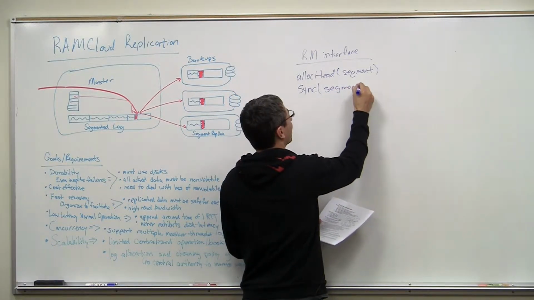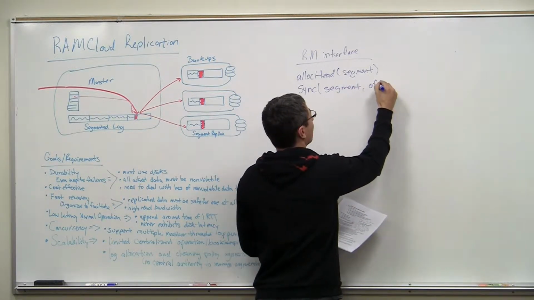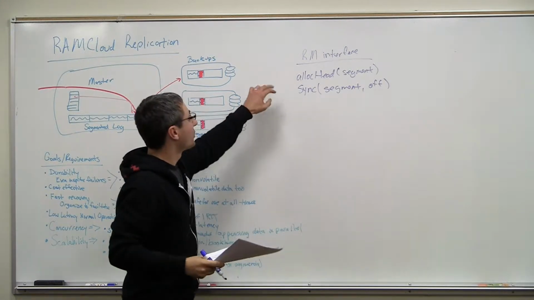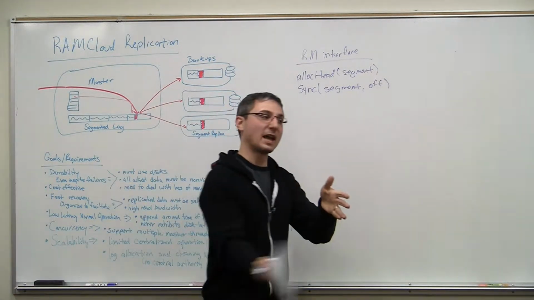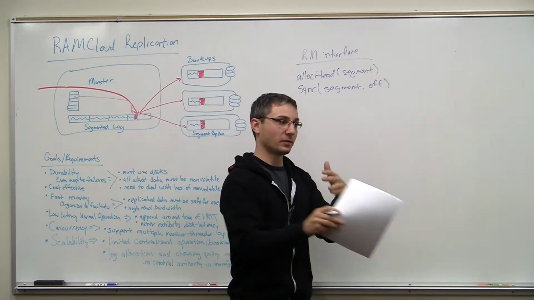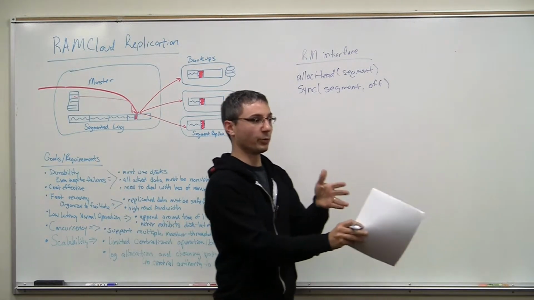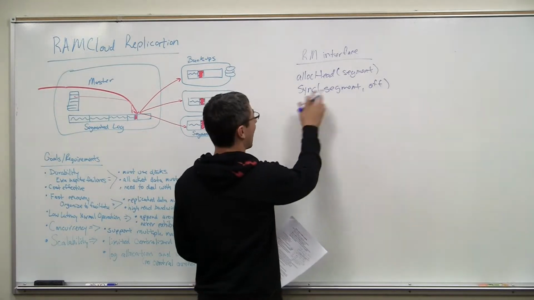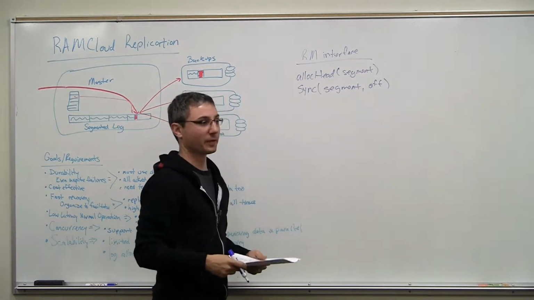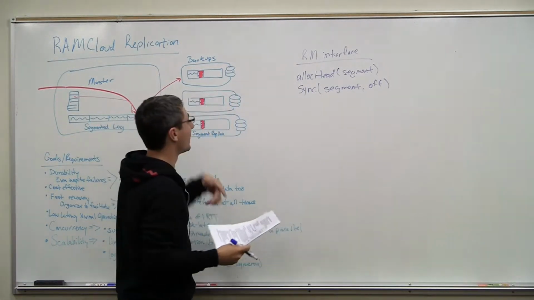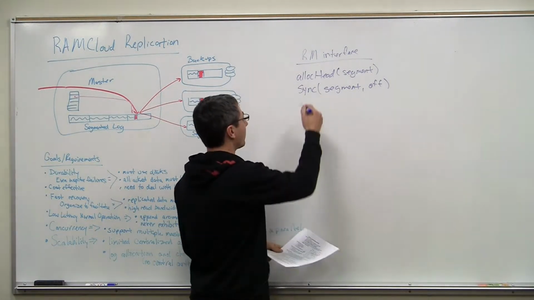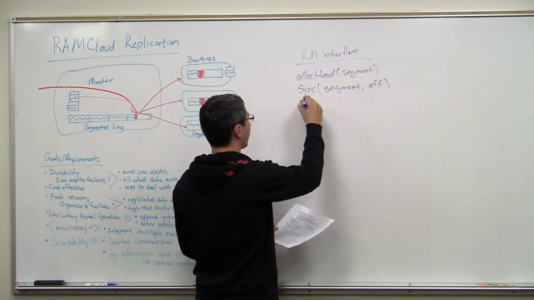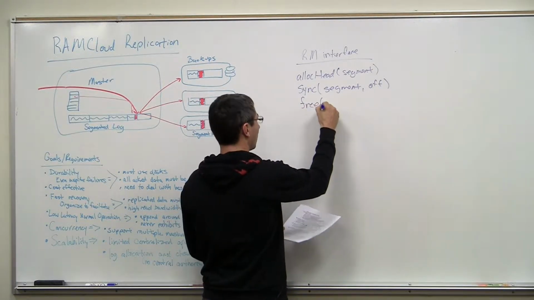And then there's a method called sync, which takes a segment and an offset. This notifies the replica manager, hey, for that segment that I told you about before, this is how much of it has valid data in it so far. So you should try to replicate up through that offset. This blocks until the data's been replicated up through that offset. So you'll see the master appends data to the log, calls sync on that offset, and once that's finished, this call will return, and the master can then acknowledge data to the client.